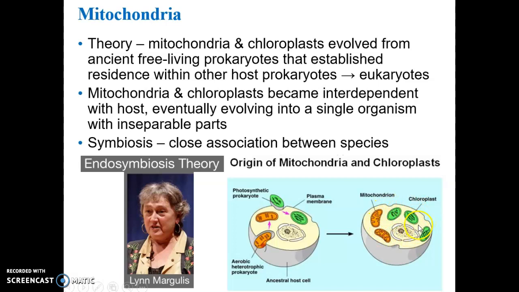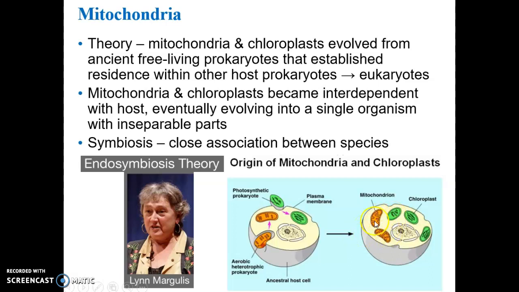Chloroplasts, if it was a photosynthetic organism, and in doing so the host was able to incorporate these things, the chloroplasts and the mitochondria, and use them as part of their cellular machinery. And in doing so, the ancient ancestral host, which was prokaryotic, was converted into a eukaryotic cell. So the mitochondria and chloroplasts became interdependent with the hosts, and eventually they evolved into a single organism, a single cell, that the mitochondria and the chloroplasts were now inseparable.